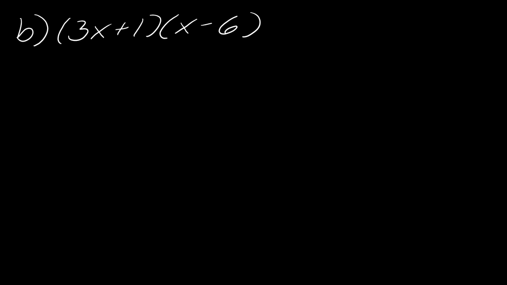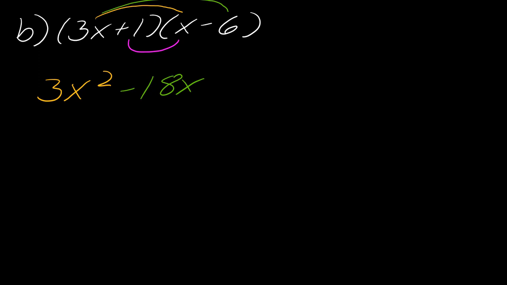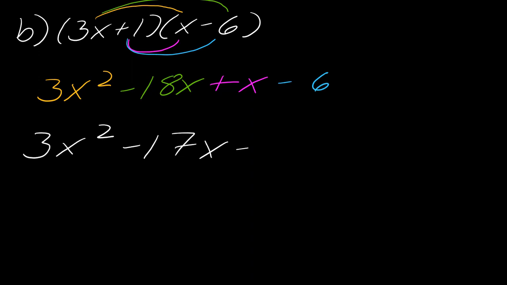If I repeat this process again, 3x times x is going to give me 3x squared. 3x times negative 6 is going to give me negative 18x. 1 times x is x. And then 1 times negative 6 is negative 6. So this is going to leave me with 3x squared minus 17x minus 6.